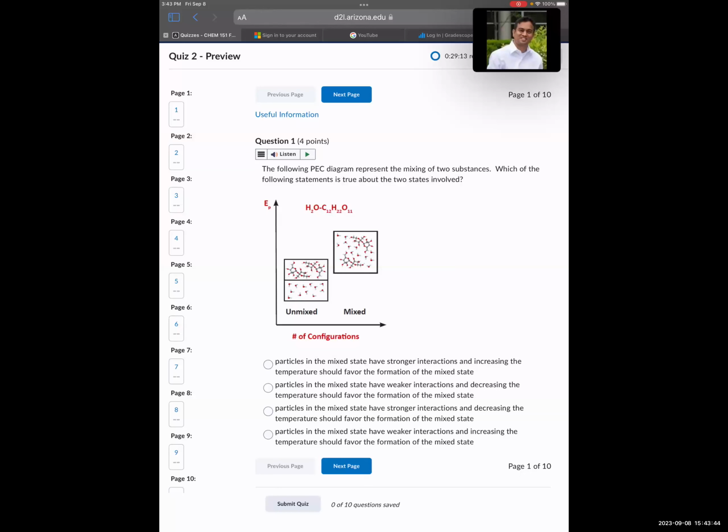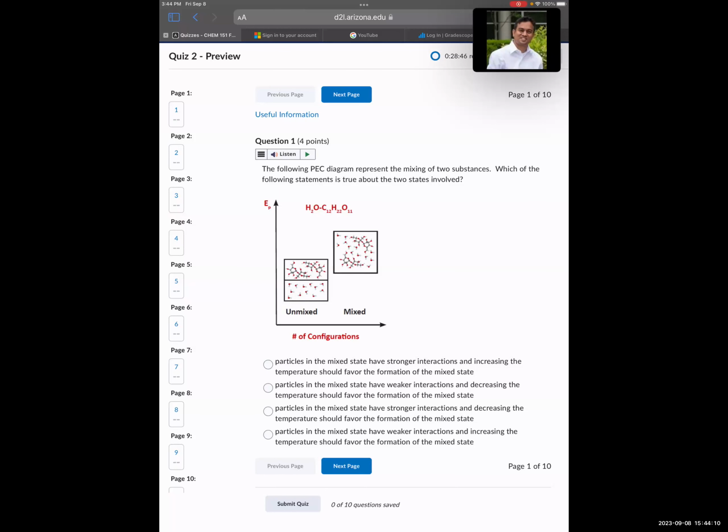Second option: particles in the mixed state have weaker attractive interactions and decreasing the temperature should favor it. No, the thing is, if we have weaker attractive interactions, that means it has a higher potential energy, just like in this case. Higher potential energy states are favored at higher temperatures, not lower temperatures. So you need to increase the temperature to favor the mixed state. So option 2 is out as well.